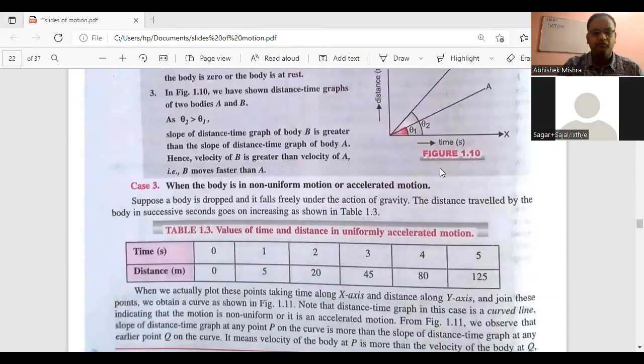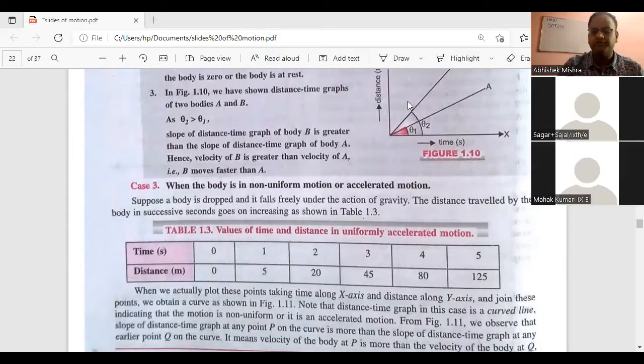Mehak, you can unmute yourself. Yes, Mehak, what do you mean by uniform motion? Sir, uniform motion covers equal distance in equal interval of time. Very good, Mehak. Correct. You can mute yourself. That is when the body covers equal distance in equal interval of time.